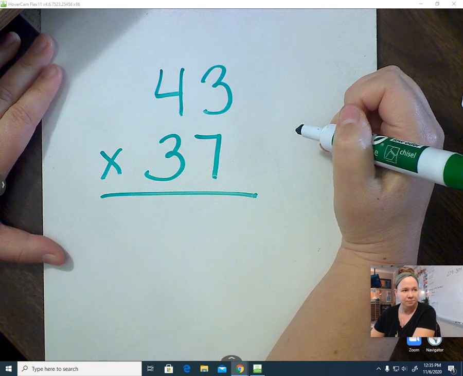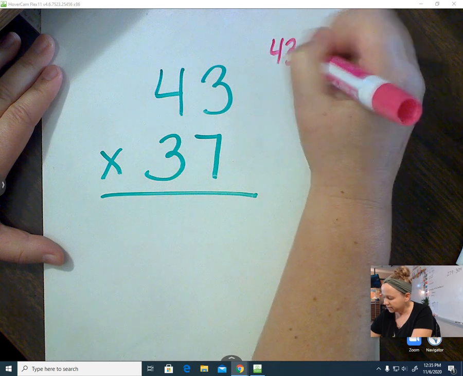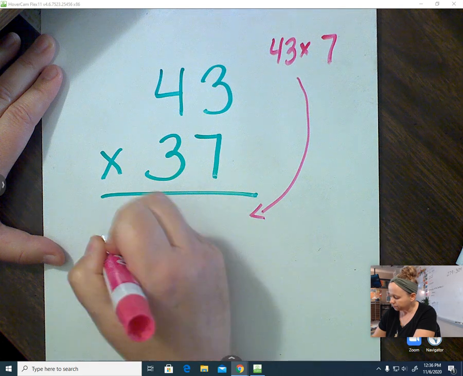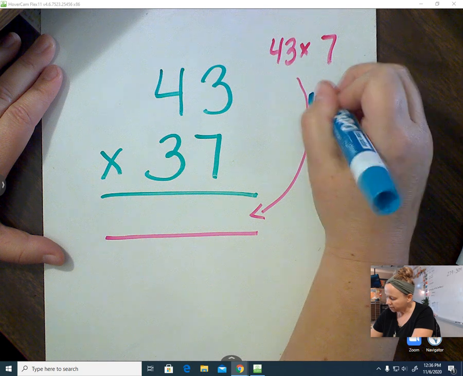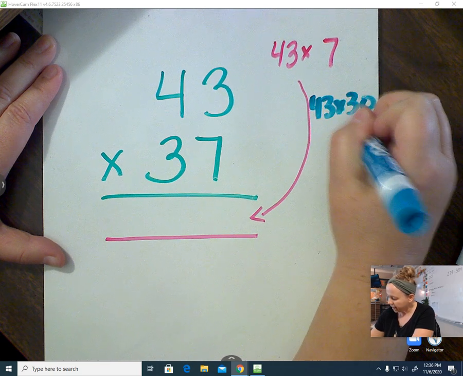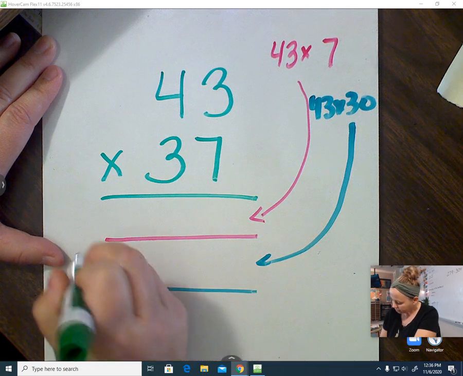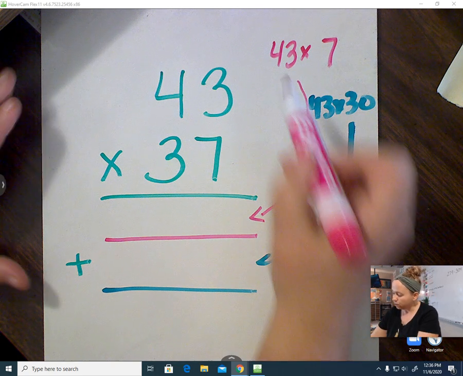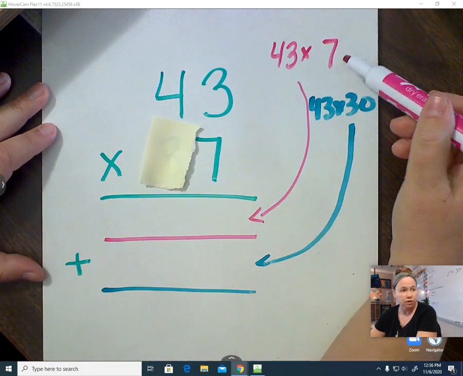43 times 37. What we're actually doing is 43 times 7, and that will be this line right here. Okay, and then we're going to do 43 times 30, and that will be this line right here. And then we will add them all together for the product. Okay? All right, here we go. So 43, remember, I'm going to pretend that that 3 isn't there, and I'm doing 43 times 7, which is what I told you up here.